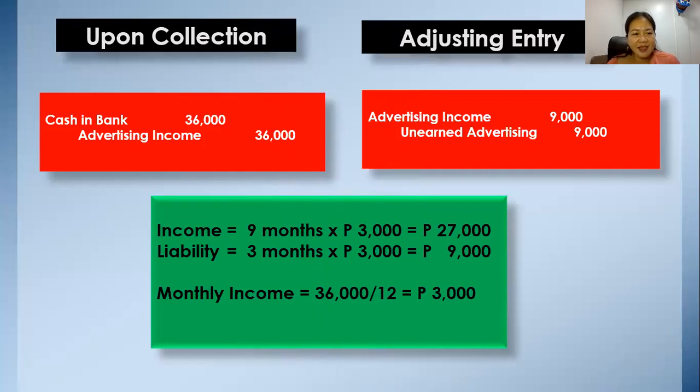So to adjust, since you recognized the collection as income, you will be recognizing the liability and reducing the income. So your entry is a debit to advertising income 9,000 and a credit to unearned advertising income 9,000. So reduce the income because you have it recognized at the start, then set up the liability.